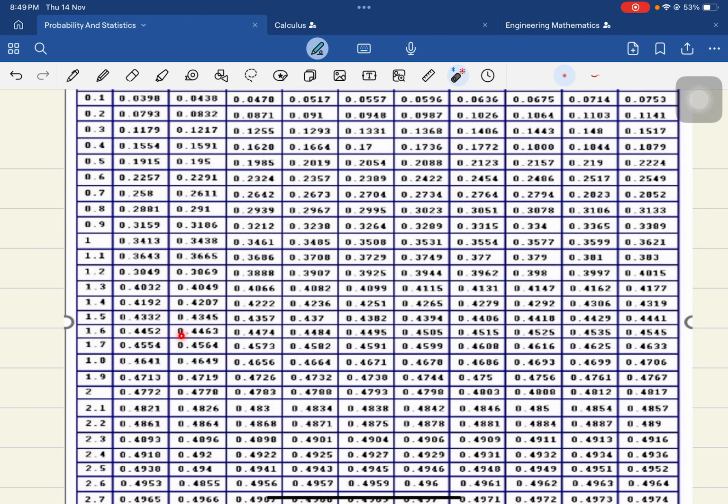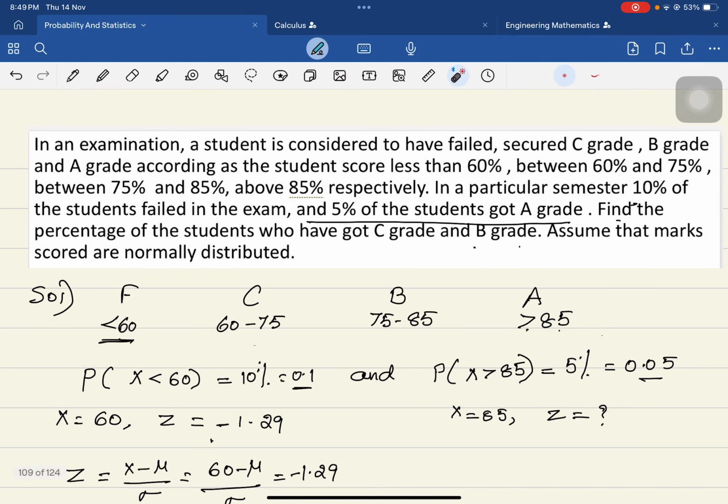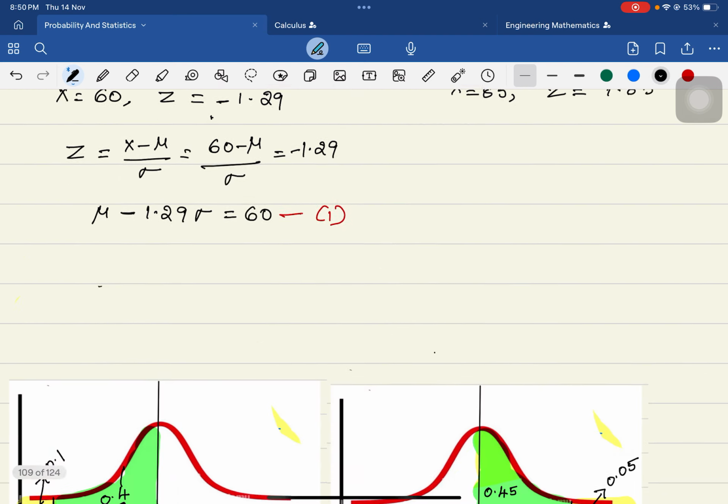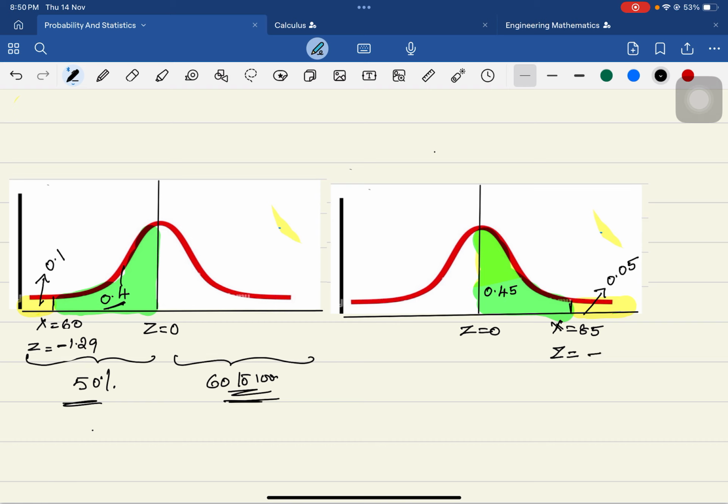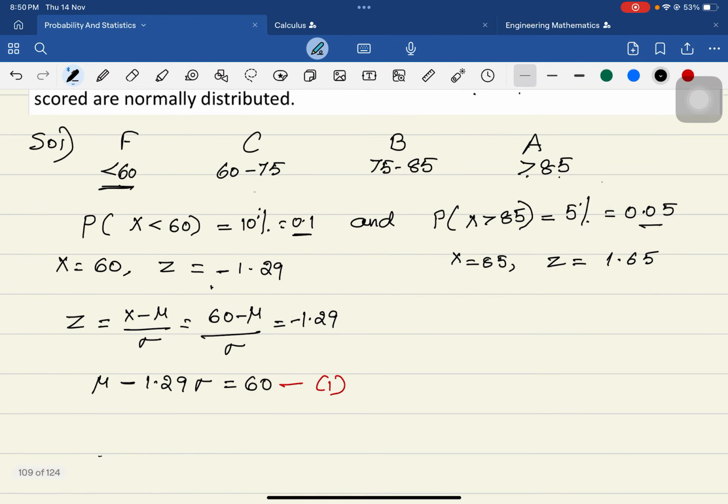0.4505 is corresponding to 1.6, and this is on the top, it is 5. So it is 1.65. So the value of z is here 1.65. Z is equal to 1.65. Now is it positive or negative? It is positive because it is on the right hand side of z is equal to 0. So z equal to 1.65.